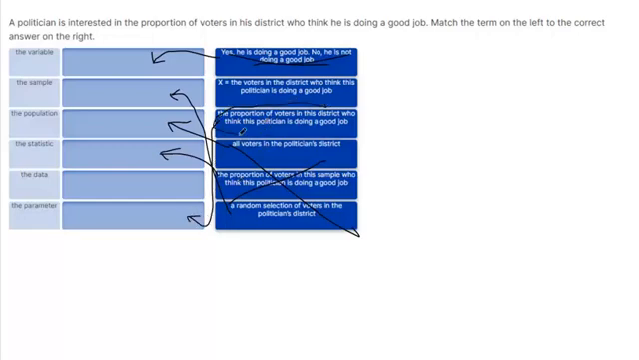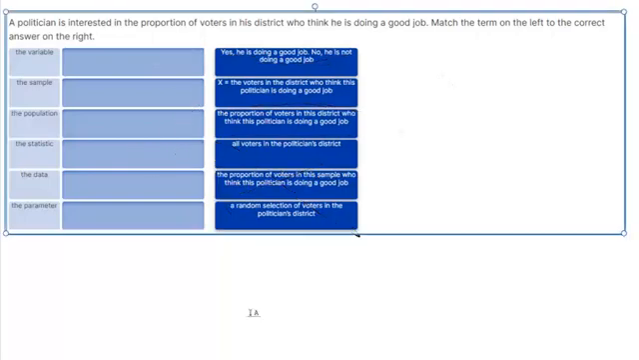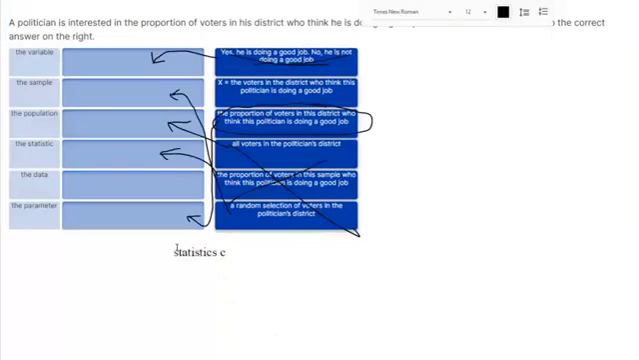This one up here is the parameter, because the parameter is the number that's true for the entire population. The parameter is also a number we never really have our hands on. A parameter represents the proportion of all the voters in the district, like this is saying. Our statistic was this one because it said it's a sample. Okay, so statistics, let me write that out. Statistics come from samples. Parameters come from populations. Otherwise, they're the same number.